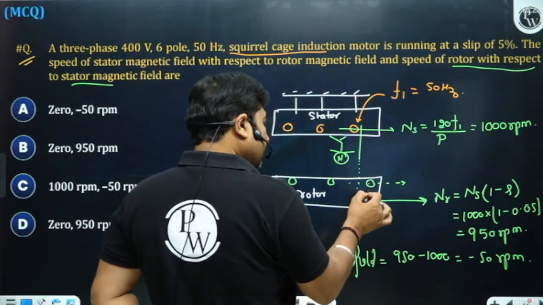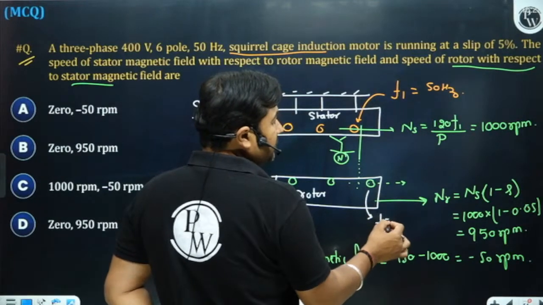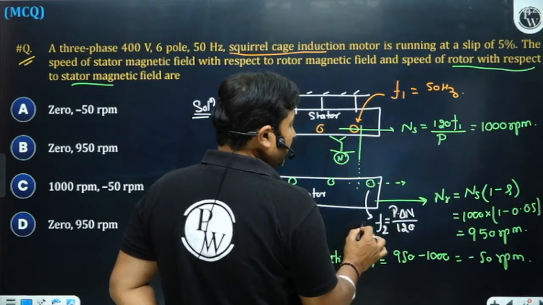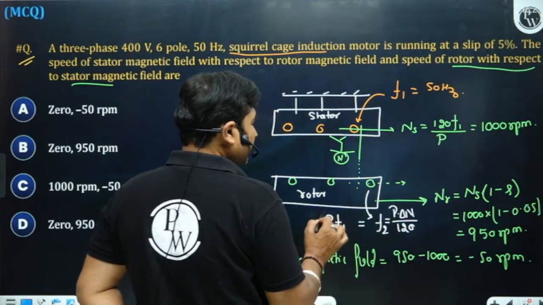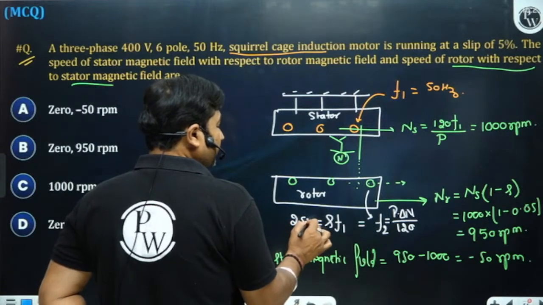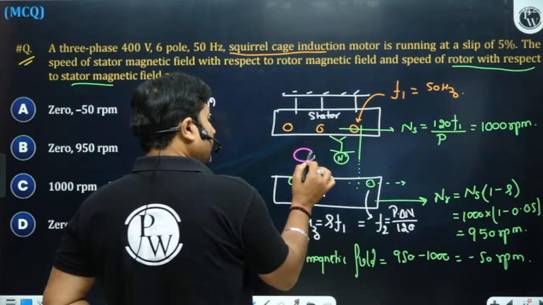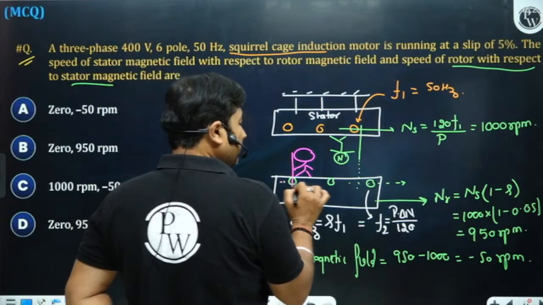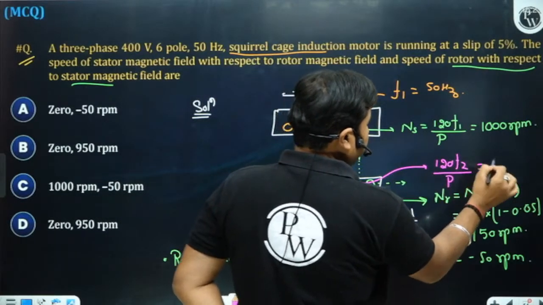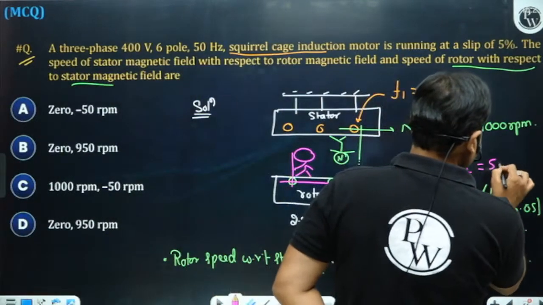Now, because of the relative motion between field and winding, there will be an induced EMF onto the rotor. The frequency of induced EMF is P delta N by 120, where delta N is the relative speed between field and winding. So this will be equal to s F1. s is 5%, so that means 2.5 hertz. Now for 2.5 hertz, this rotor will also produce a rotating magnetic field. Rotor rotating magnetic field with respect to rotor body will become 120 F2 by P. When you put F2 equal to 2.5 hertz, so 120 into 2.5 by 6, again 50 RPM only.